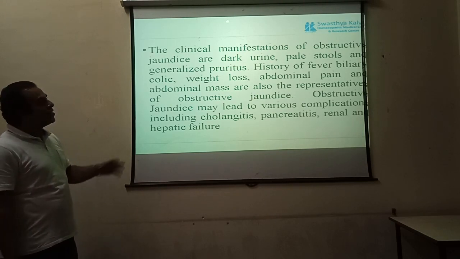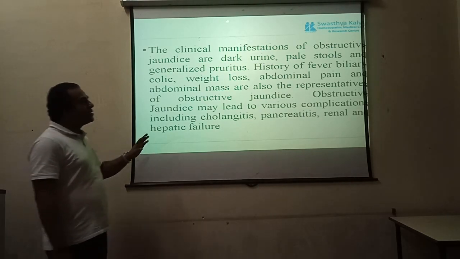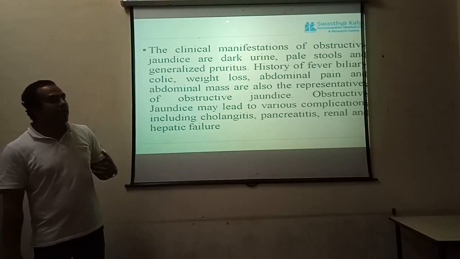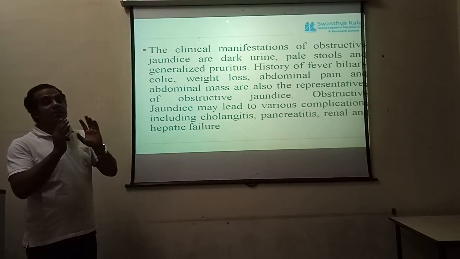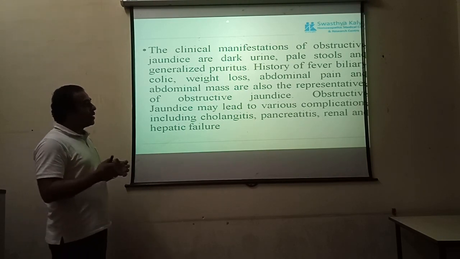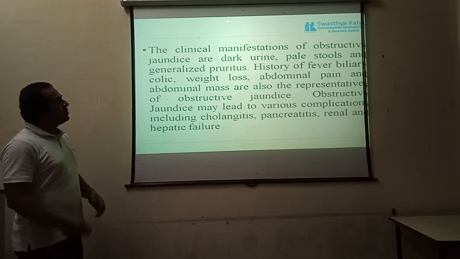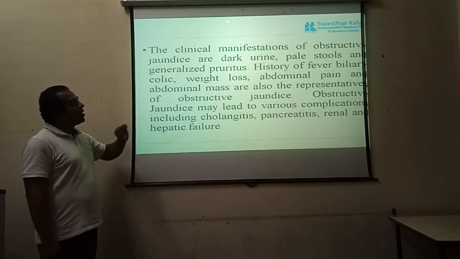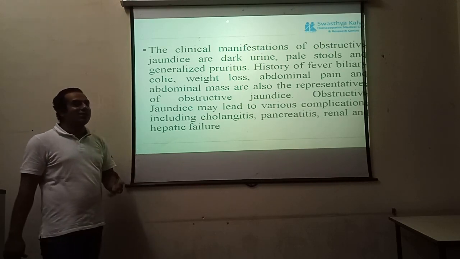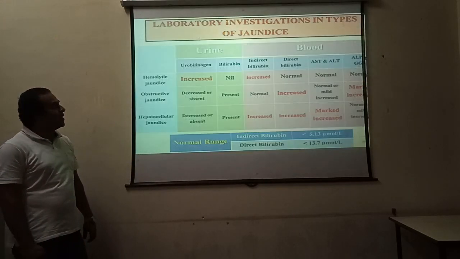The clinical manifestations of obstructive jaundice are dark urine, pale stool, and generalized pruritus. Obviously, this dark urine is due to an excessive amount of urobilinogen being absorbed, and the pale stool is due to non-secretion of bile juice into the intestine. History of fever, biliary colic, weight loss, abdominal pain and abdominal mass are also representative of obstructive jaundice. Obstructive jaundice may lead to various complications including cholangitis, pancreatitis, renal and hepatic failures.